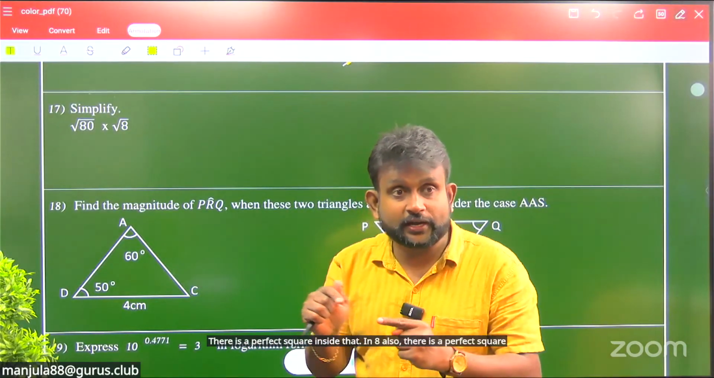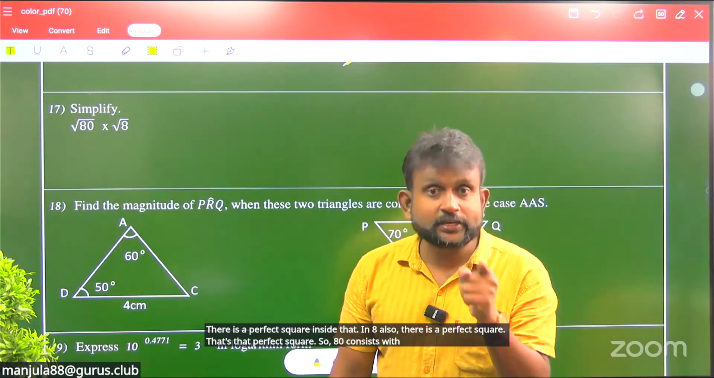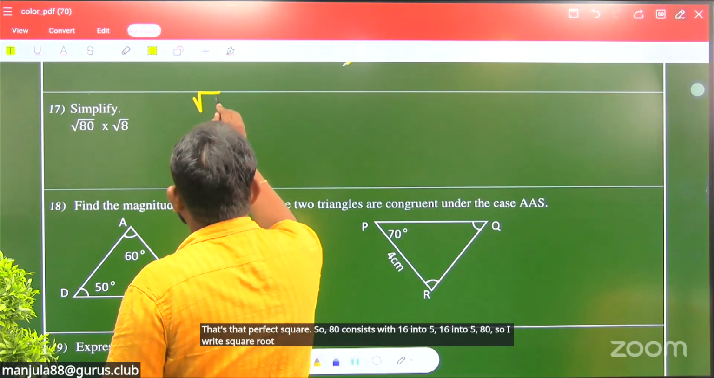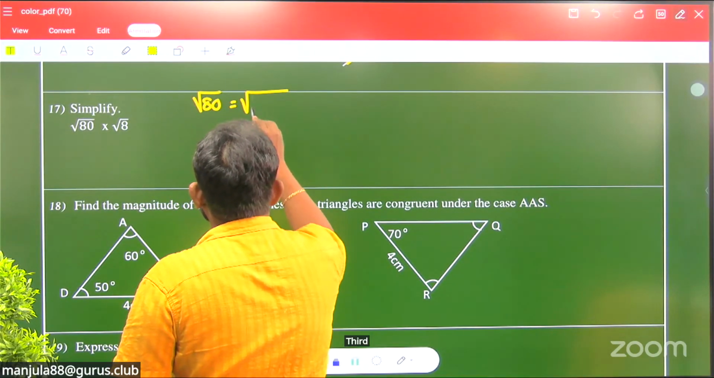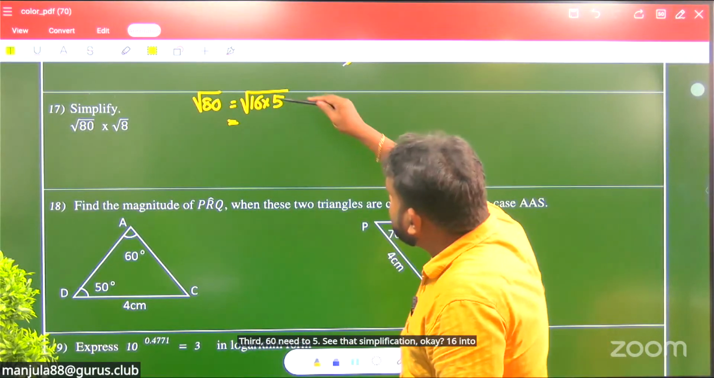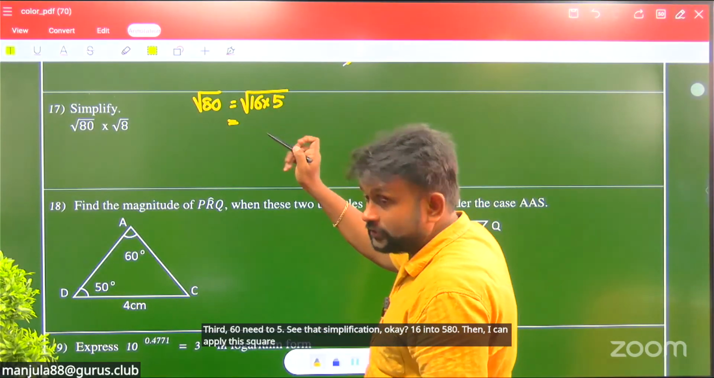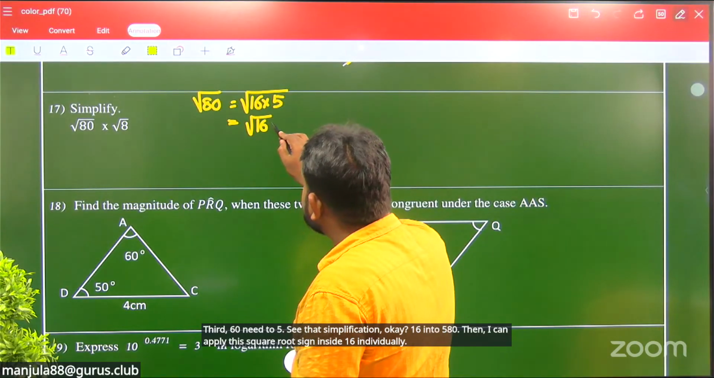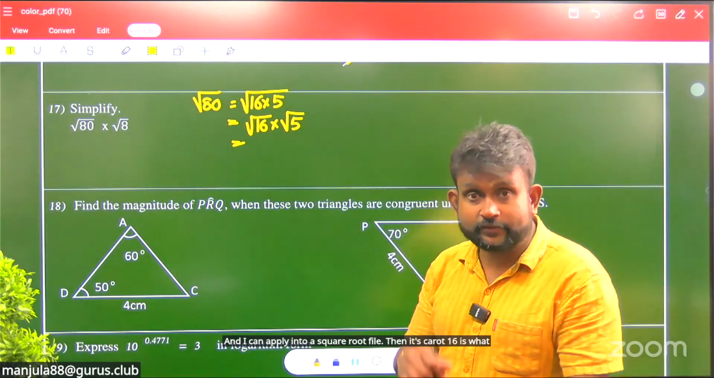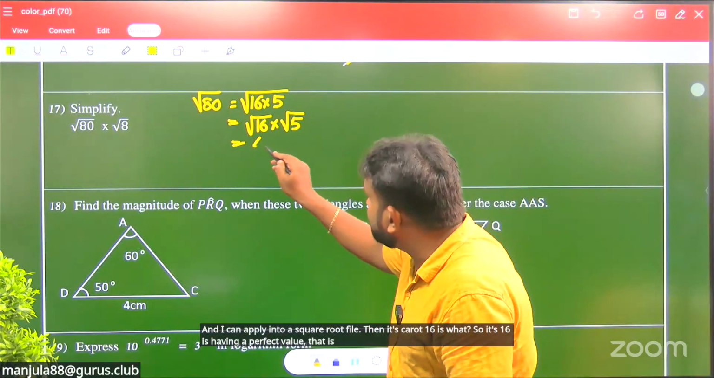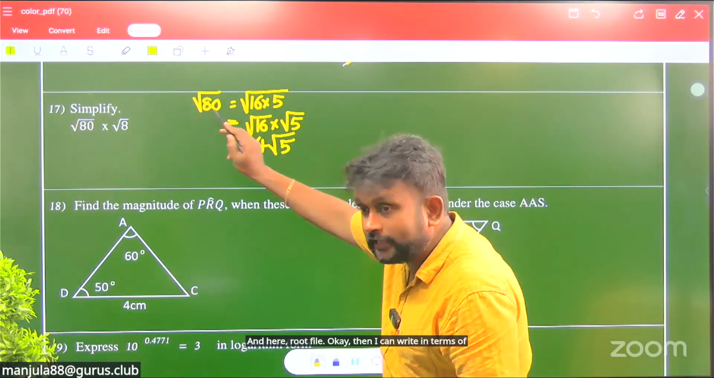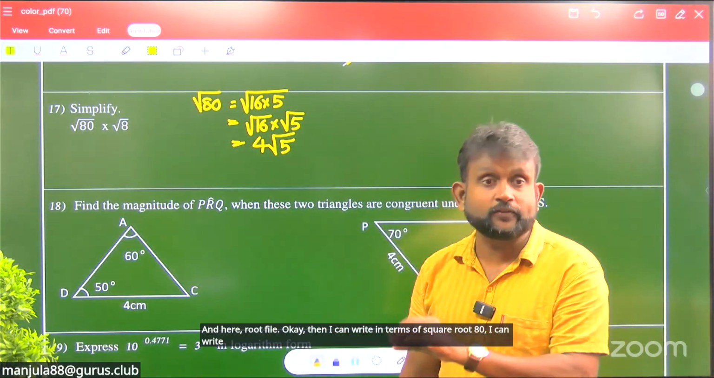Catch that perfect square. So 80 consists of 16 into 5. 16 into 5, 80. So I write the surd 80 as the surd 16 into 5. See that simplification. Then I can apply the square root sign to 16 individually, and to 5 individually. Then square root 16 is what? 16 is a perfect square, that is 4. And here root 5. Then I can write square root 80 as 4 root 5.